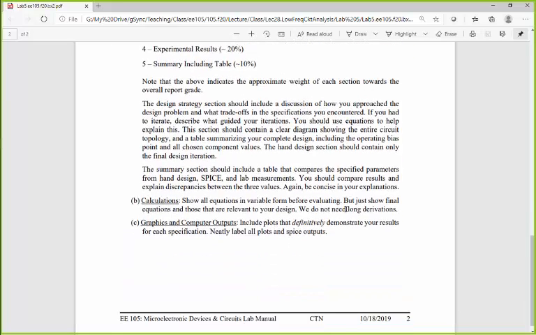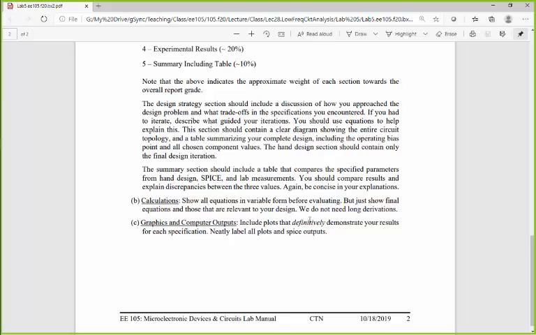Calculations: show all the calculations in variable form before evaluating, but just show final equations. We don't need to see you derive all your equations. We've done that in lecture already. Just show the ones that are relevant to your design that will allow you to say, these are the trade-offs in this design problem.